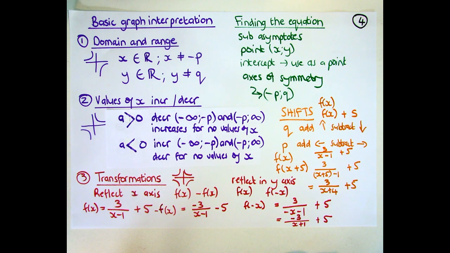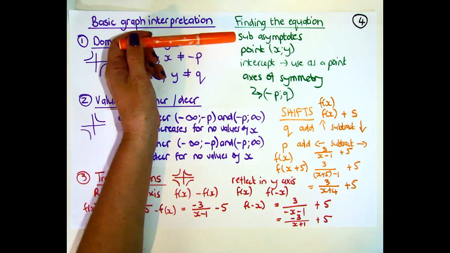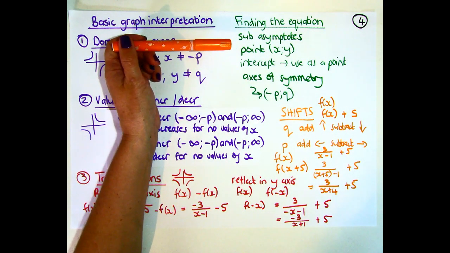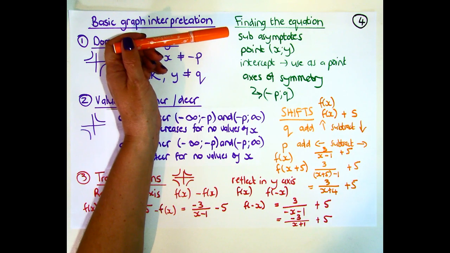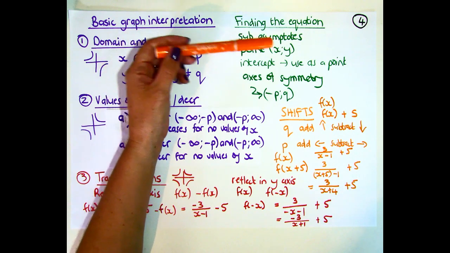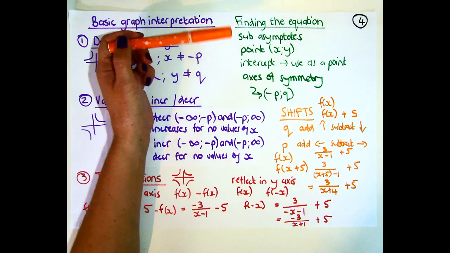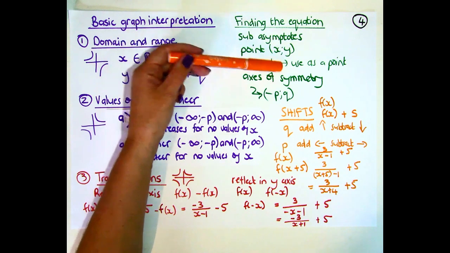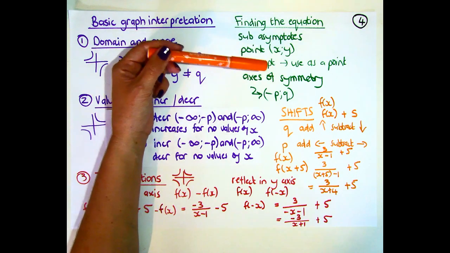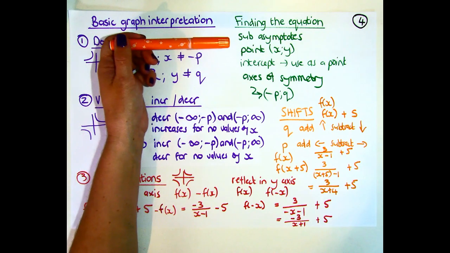Finally, finding the equation, you will normally be given the asymptotes that you can sub in for q and p. Remember to change the sign with p, and then you're going to get possibly a point to sub in. Remember that you can use any intercept as a point if you just rewrite it as a point with 0 in place of x or y.